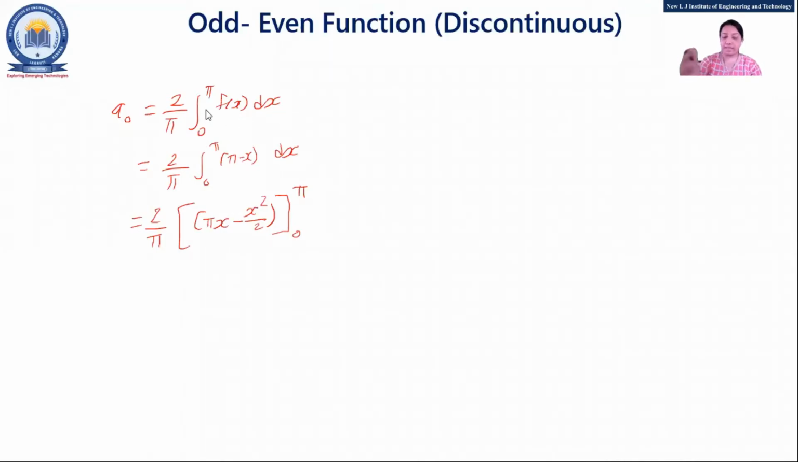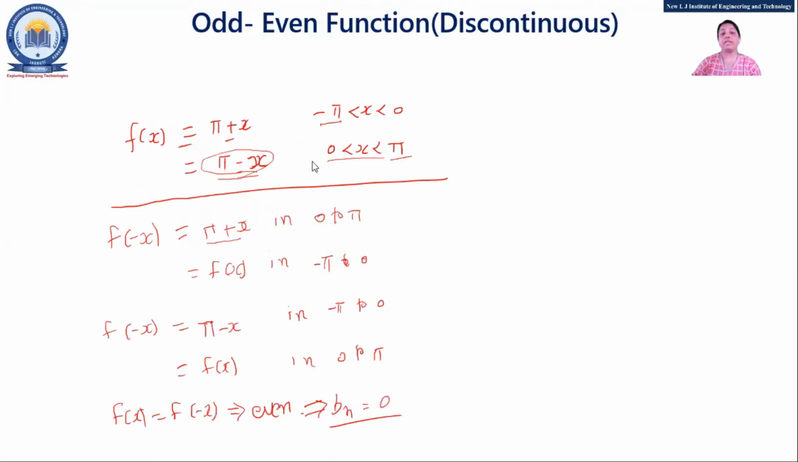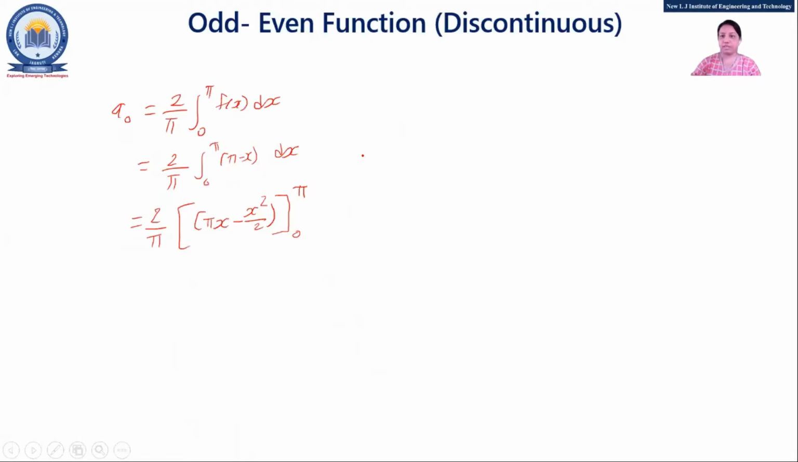Now 0 to pi, here it's a discontinuous function, right? And the interval we want is 0 to pi. So in 0 to pi, we are having pi minus x. That is the main thing in this discontinuous function: in two intervals, there are two different values of the same function. That's why it is called discontinuous. So we want 0 to pi, and that's why we have taken pi minus x. Is it clear? Now the answer of this.